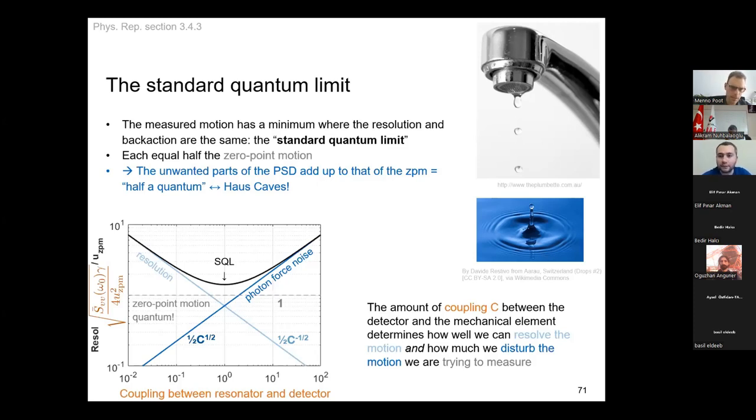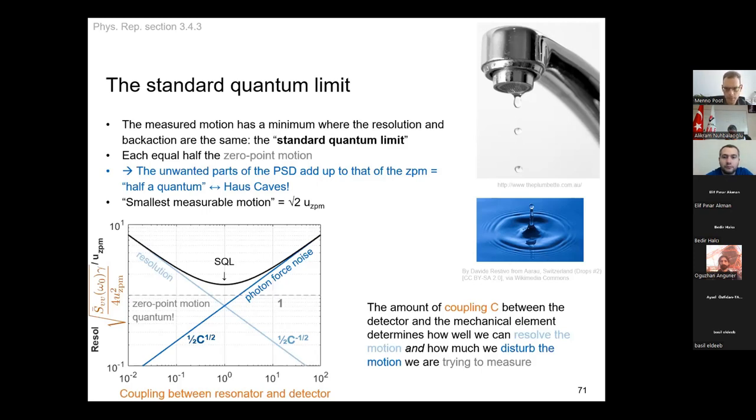And it means that in this case, the smallest motion that we can measure is square root of 2 times the zero-point motion. Why square root of 2? Well, that's because these two contributions and the one we're trying to measure have to be added up squared, and then we get 2 times the total motion. So when you take the square root of that, you get square root of 2 times the zero-point motion.